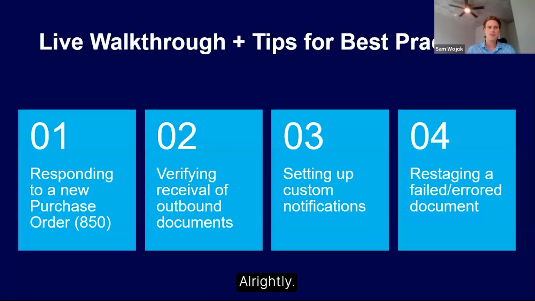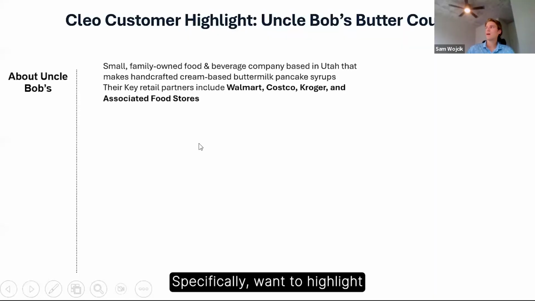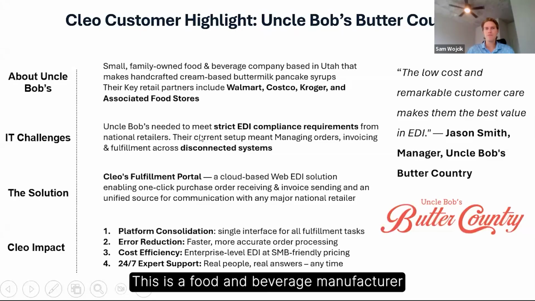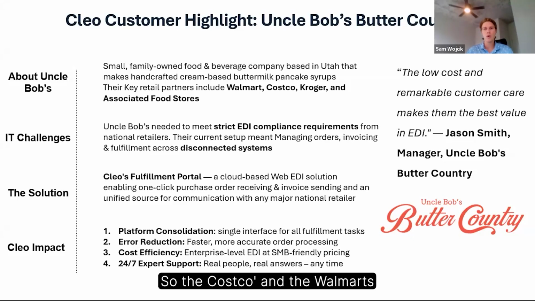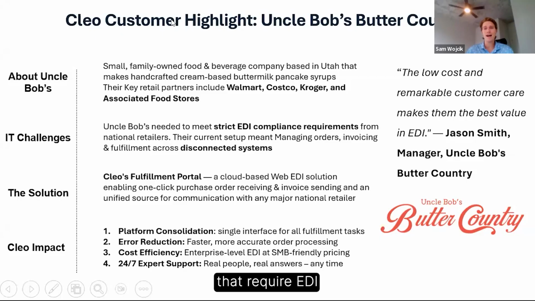Alrighty. The next area that we wanted to cover following our demo is a customer success story. Specifically, we want to highlight Uncle Bob's Butter Country. This is a food and beverage manufacturer that was having some EDI requirements from especially large retailers. So the Costcos and the Walmarts and the Targets of the world, really the big boy retailers of the space that require EDI from all of their suppliers.